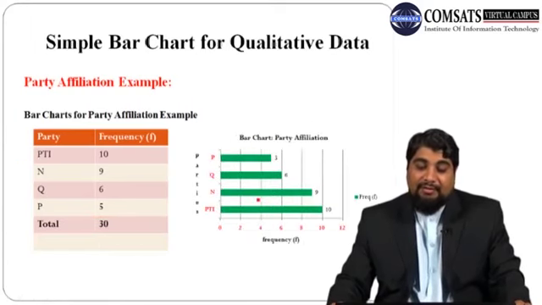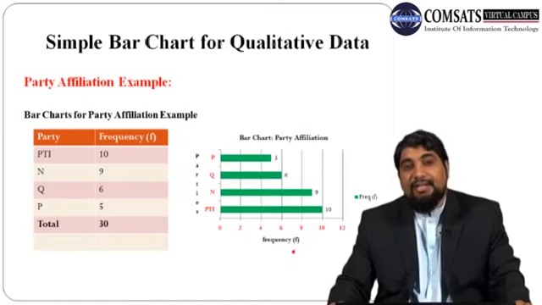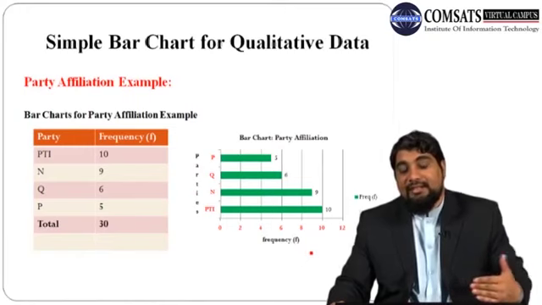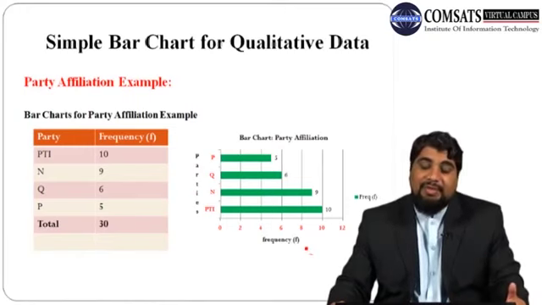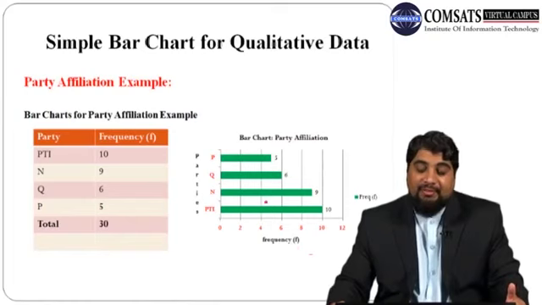So here I have just shifted the x and y axis. So now parties are taken along the y-axis and frequencies are taken along the x-axis. So sometimes the bars are drawn in a horizontal direction instead of a vertical direction.